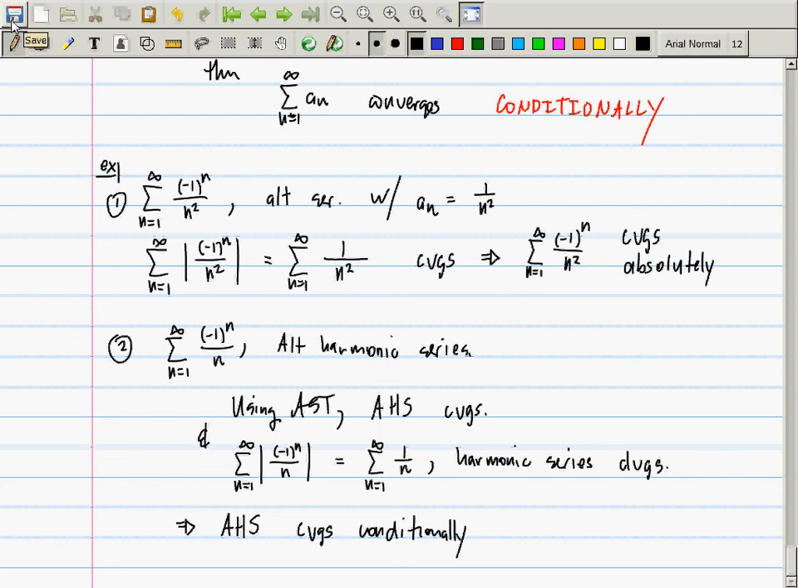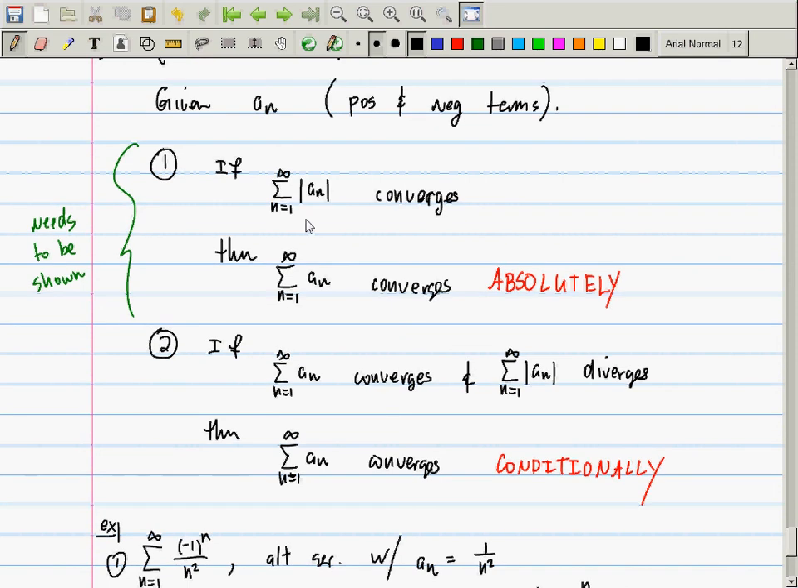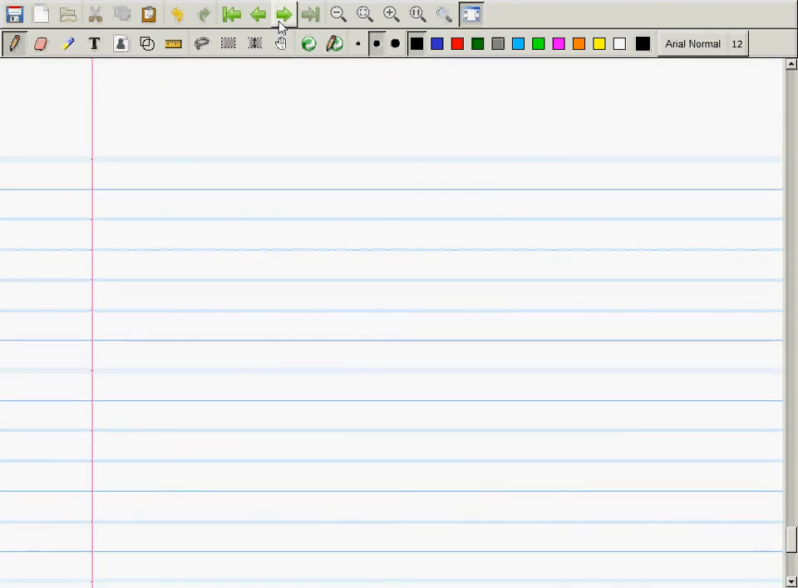Okay, so any questions about these things? Maybe I'll skip showing you that if this converges, then this converges. But I do want to say one thing. Whenever I give you an alternating series test question, it's always going to ask that sort of thing. It's going to say, here's a series. I want you to determine if this series converges absolutely, or if it converges conditionally, or if it diverges.